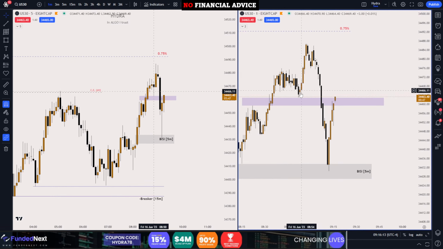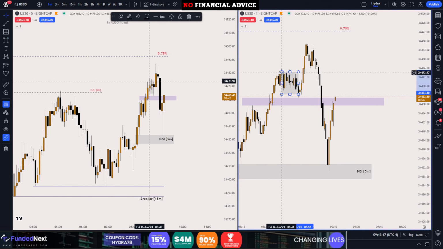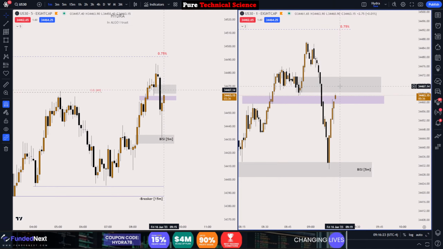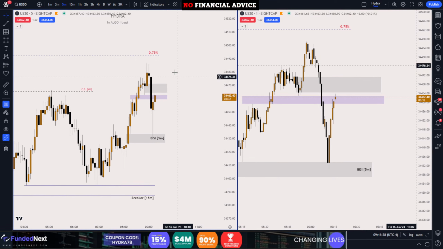And we got our breaker block right here on US30. So this is the lowest down close candle. Let's see if price is tapping inside of it, inside of our macro range.